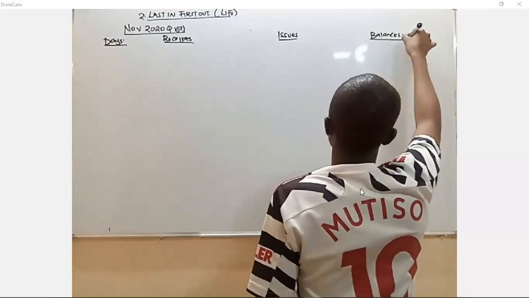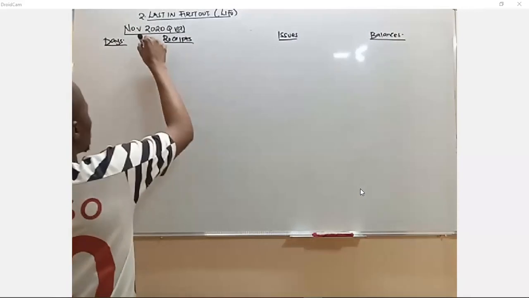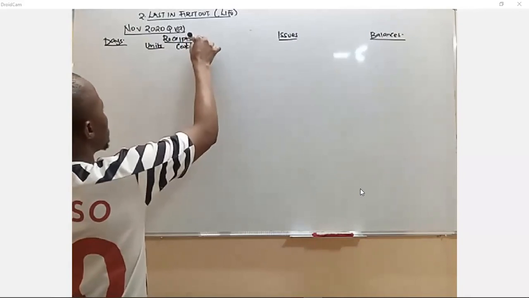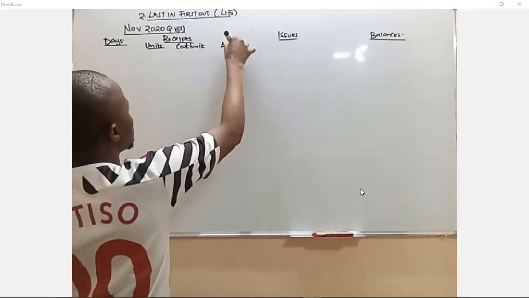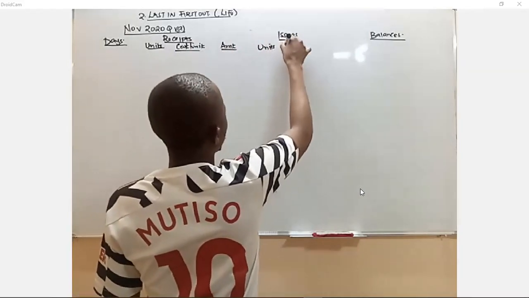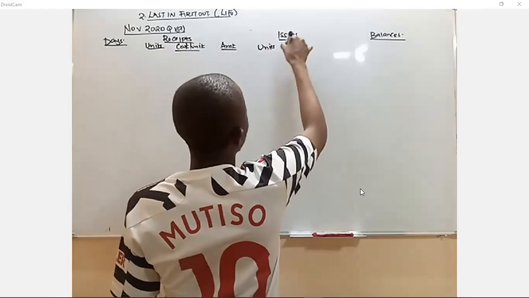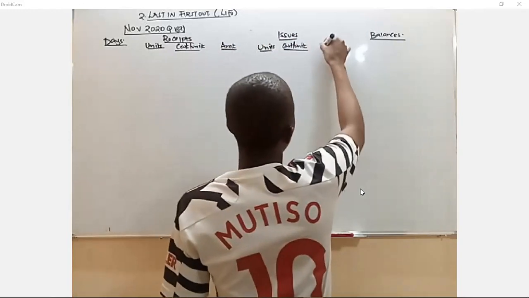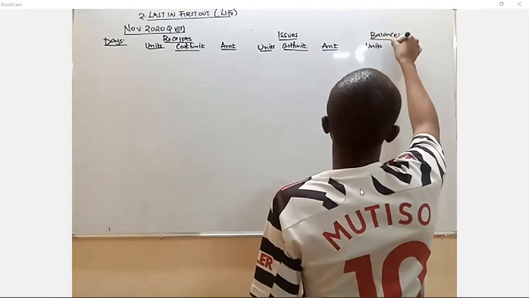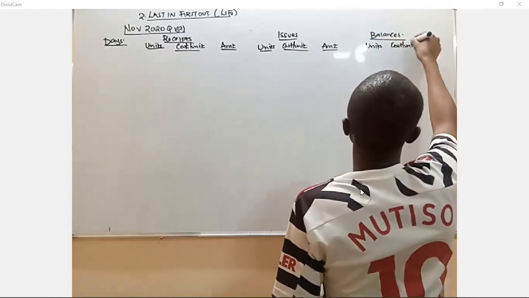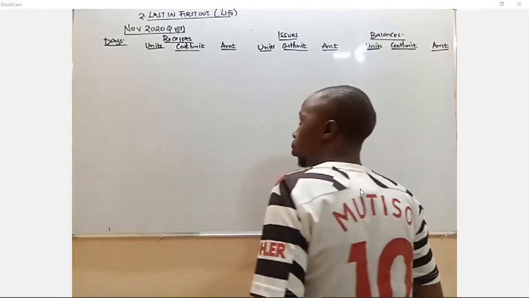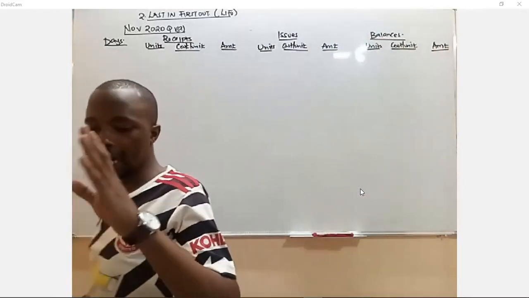The format always looks the same. So we are going to have units, cost per unit, and amounts. We have units, cost per unit, and amounts. We have units, cost per unit, and amount. Good. So do the same way we have done the other methods.